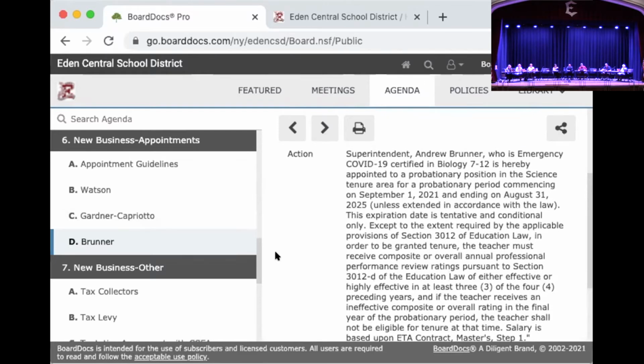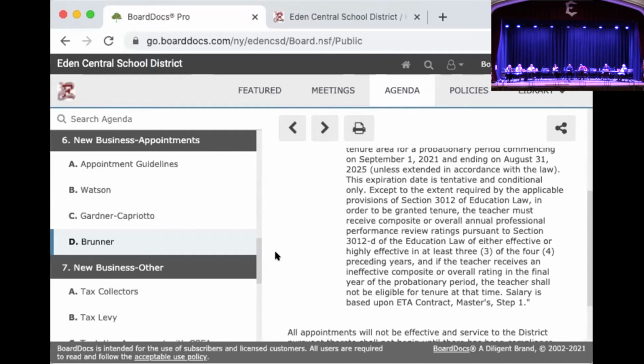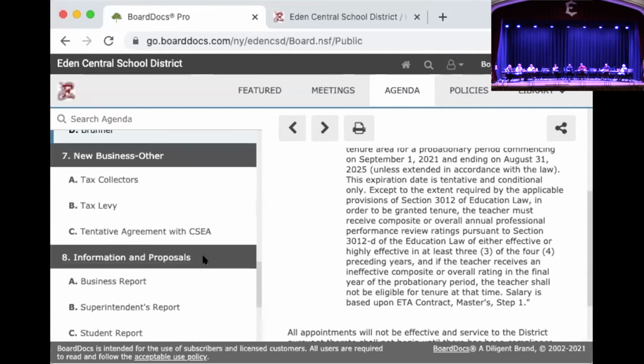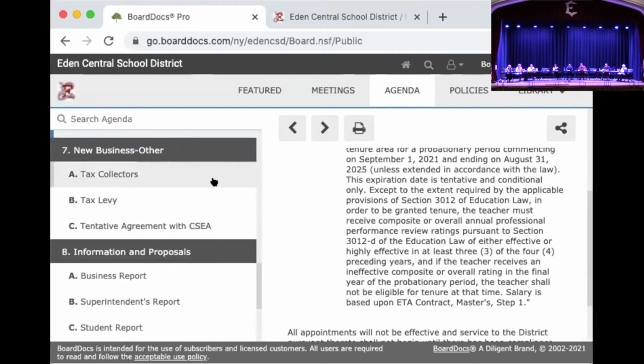That upon the recommendation of the superintendent, Andrew Brunner, who is emergency COVID-19 certified in biology 7 through 12, is hereby appointed to a probationary position in the science tenure area for a probationary period commencing on September 1st, 2021 and ending on August 31st, 2025. Salary is based upon ETA contract, master's, step 1. Second. Any discussion? All in favor? Aye. Any opposed? Any abstained? Motion carried.